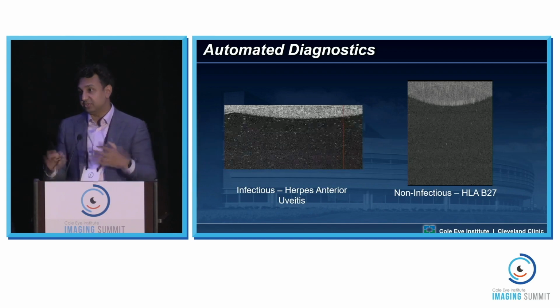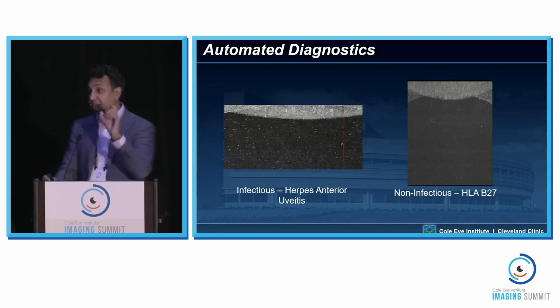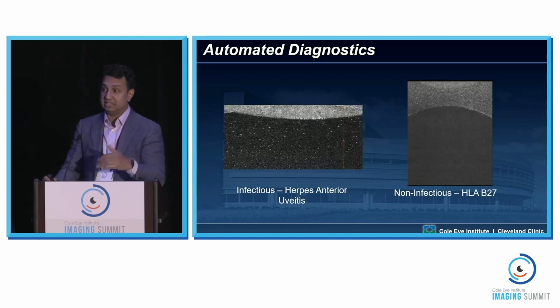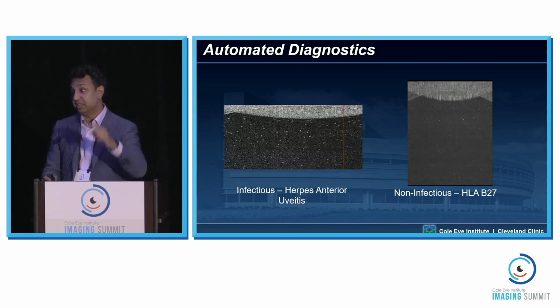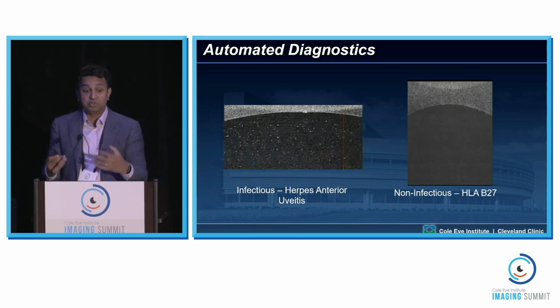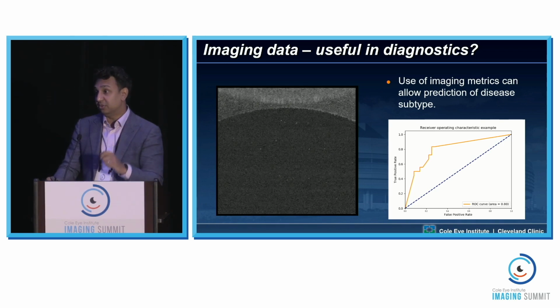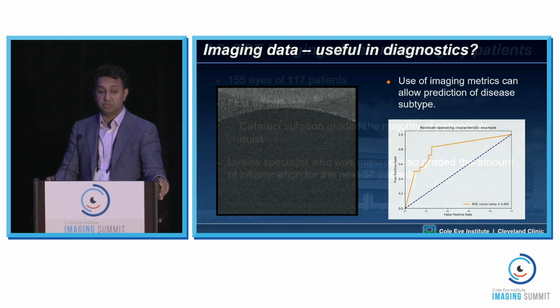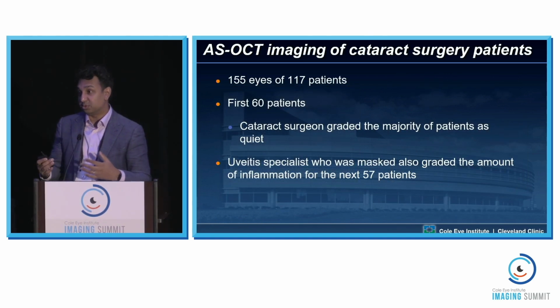So with anterior segment OCT, all of a sudden you have a power and the ability to look at a patient and look at these OCTs and actually identify potentially the difference between infectious and non-infectious, something that's very useful for us as clinicians. And these imaging metrics, these very specific findings, can actually be used to determine the difference between those 2 types of inflammation. We've used it in cataract surgery patients, post-operatively.